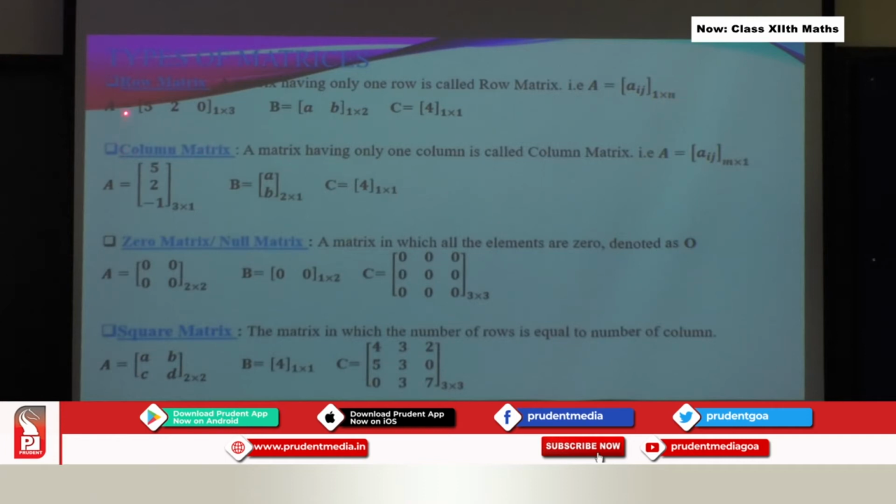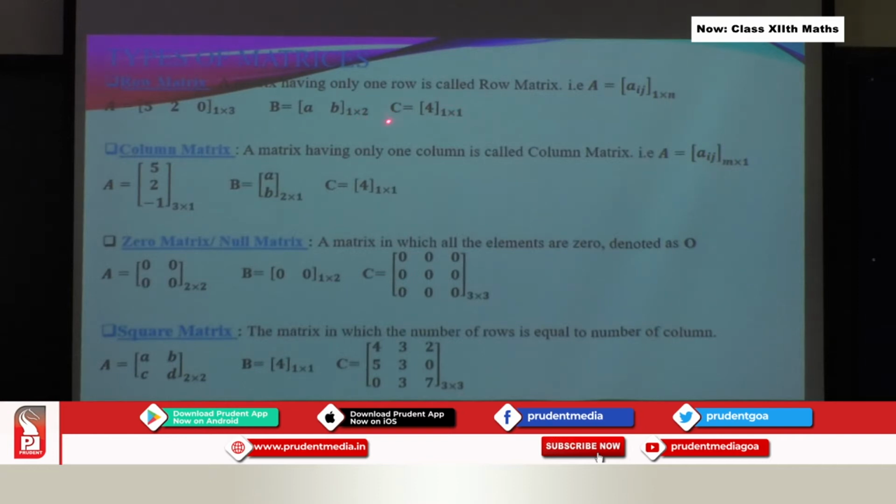Now look at the examples. A equals 5, 2, 0. These are the elements and it has only one row but 3 columns, so you get the order as 1 cross 3. Now look at the second example. B equals, here you have 2 columns but only one row. So at m's place you have 1. So it is 1 cross 2, and so on.